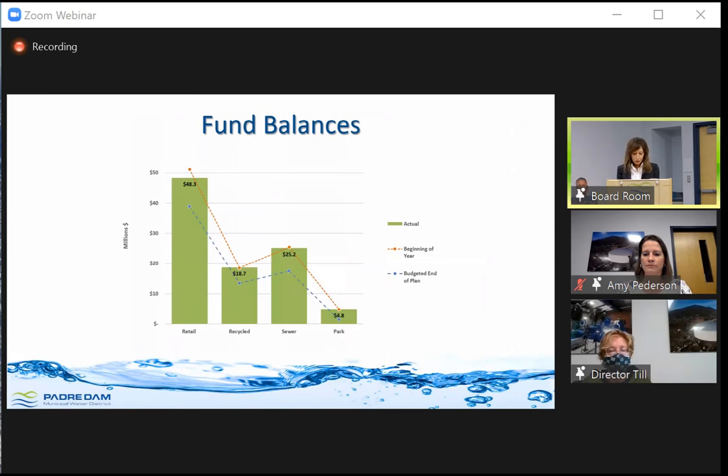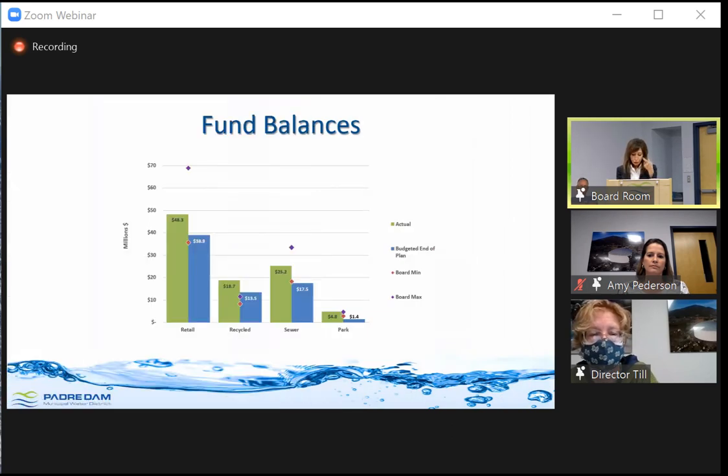This chart shows the current fund balances, and the red dotted lines are where the fund balances were at the beginning of the year, and where we're budgeting for them to be at the end of the year. All of them are budgeted to be lower than they are currently because of additional expenditures in CIP.